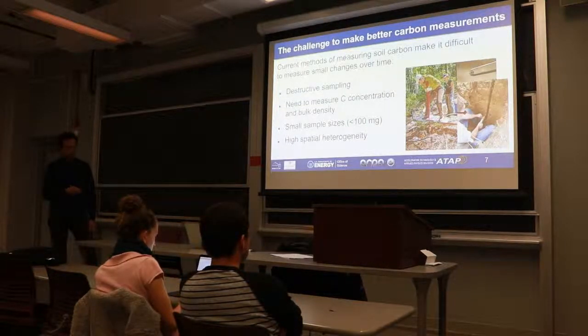There's another issue, which is that the carbon distribution changes a lot over distance. If you measure a meter away, you might get completely different results. So it's hard to really get to large scale.